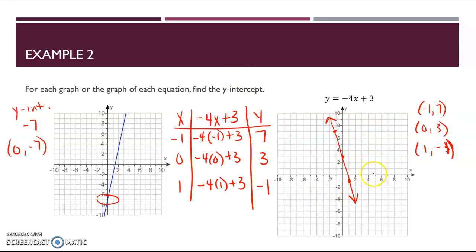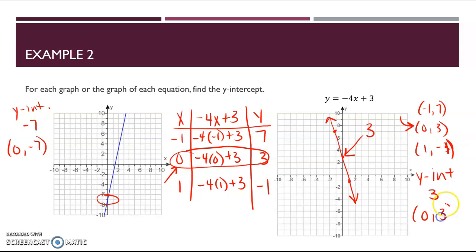From here, it asks us to find the y-intercept. Remember, if we're making a table, we can find it in 3 places. On the graph, at 3, because that's where it crosses the y-axis, I can look at our points where x is 0, or I can look at the table where x is 0, and I can see that when x is 0, y is 3. So our y-intercept for this one is 3, and so that would be the point (0, 3).